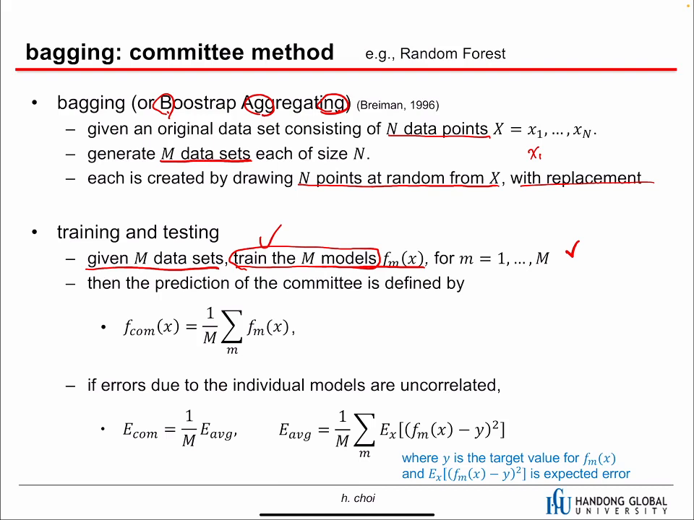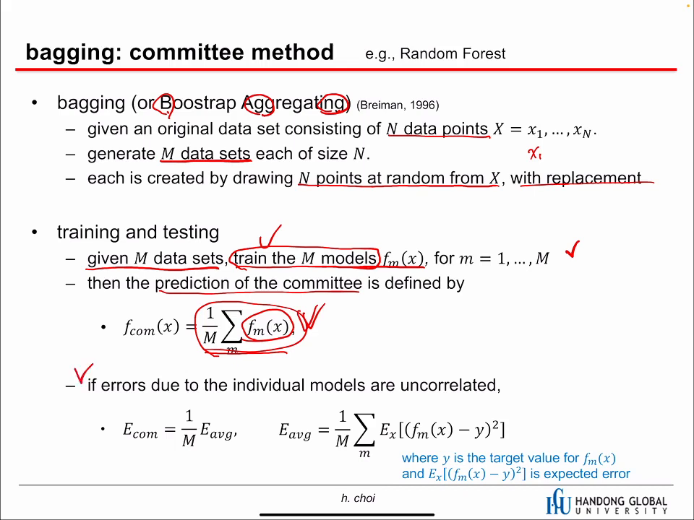And then testing is also quite simple. So the prediction of the committee is defined by this. This f sub m is an individual classifier, and we run all the classifiers in parallel. Okay, and then we take an average. This is the prediction of the committee. When this is a regression problem, yes, this is perfect. But when this is a classification problem, maybe we can use this average or we can use majority vote.